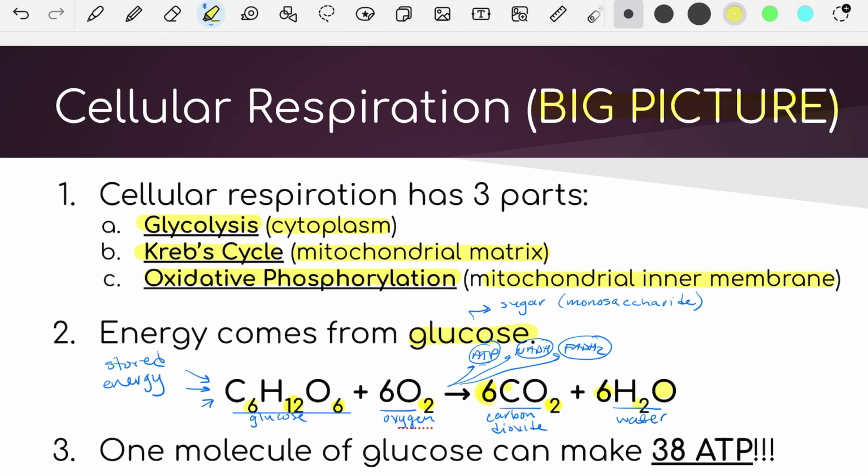So the total reaction, the overall reaction, the formula is 1 glucose molecule and 6 oxygen molecules are rearranged or react to form 6 carbon dioxide molecules and 6 water molecules. That's the overall net reaction. And as a result, 1 molecule of sugar can make 38 ATPs, which is a lot of energy. It's a really good result for breaking that sugar apart using oxygen.